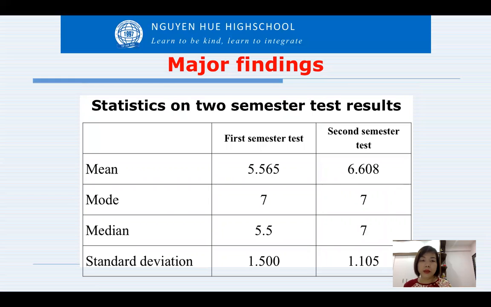And you can see here the statistic on second semester test result. And after looking at this table, I have to say that the average English level in the class was improved, and the range of difference between low-level students and high-level students was mitigated, showing a very positive indication for enhancement of Class 8A.